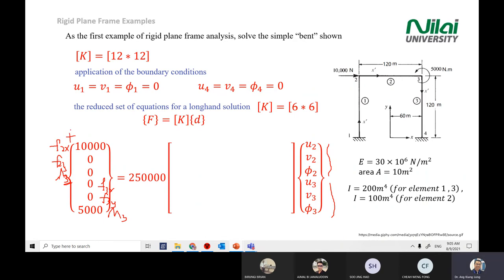Brian, you understand why 10,000 is positive sign and not negative sign? Why is this one positive sign? The direction, sir. Direction parallel to what? X. Which X? There are lots of X prime here. To X, not Y. Parallel to this one. Okay. Then the M3, point number 3, external force 5,000, anti-clockwise is positive sign.